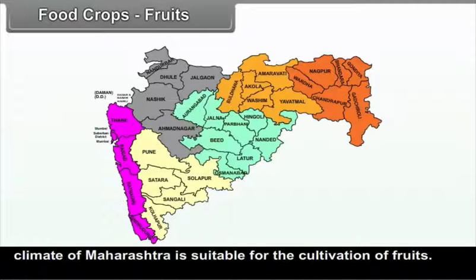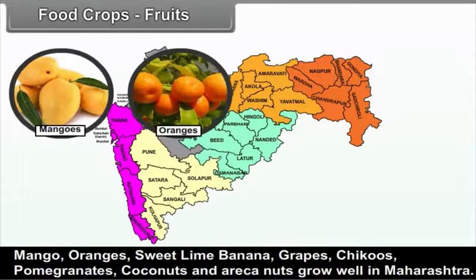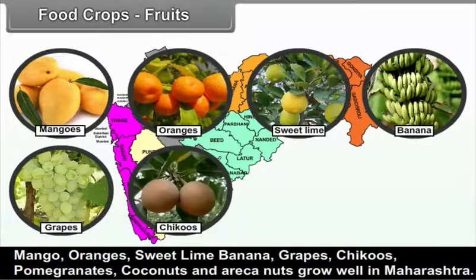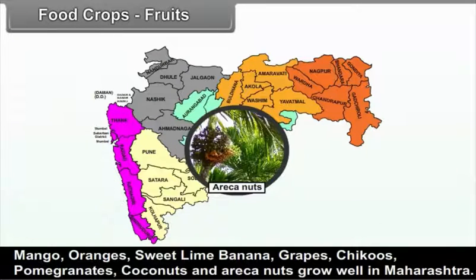Fruits. The climate of Maharashtra is suitable for the cultivation of fruits. Mango, oranges, sweet lime, banana, grapes, chikoos, pomegranates, coconuts, and areca nuts grow well in Maharashtra.